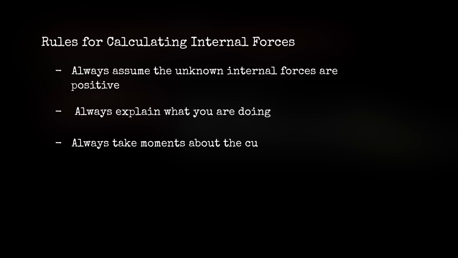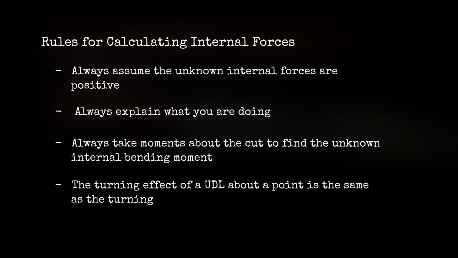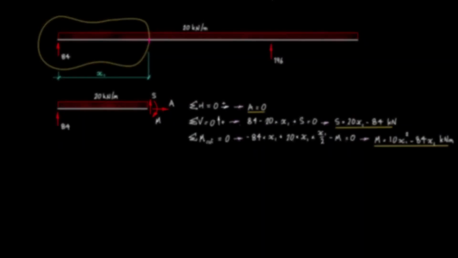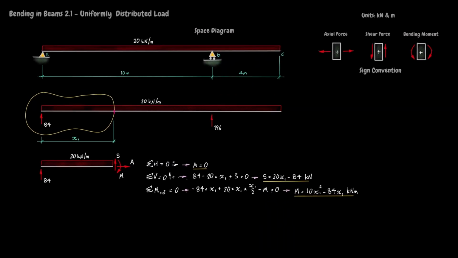Always take moments about the cut to find the unknown internal bending moment. Note that the moment or turning effect of a UDL about a point is the same as the moment of a single force equal to the total value of the UDL acting at the center of the UDL. If you would like a more detailed graphical explanation of the moment of a UDL about a point, click the link on the screen. Well, that takes care of what's happening between A and B, and because we are going to draw axial force, shear force and bending moment diagrams, we need to record the results.